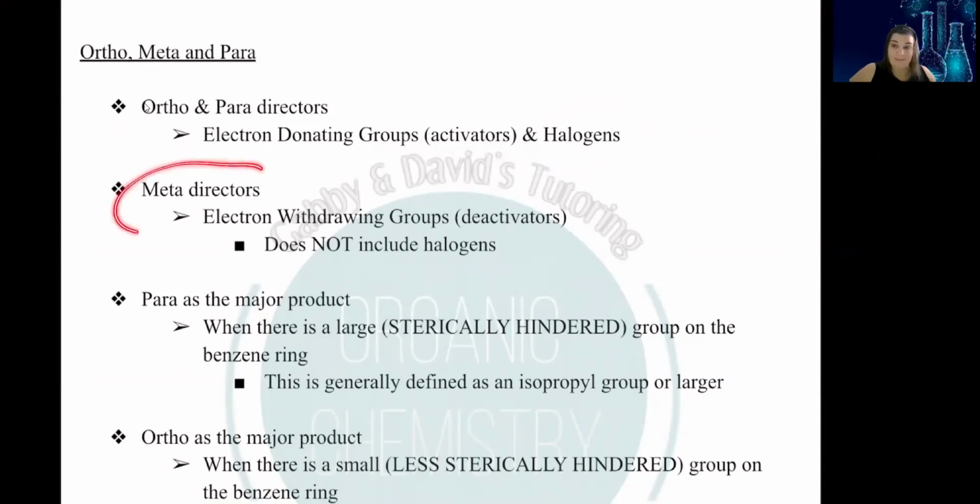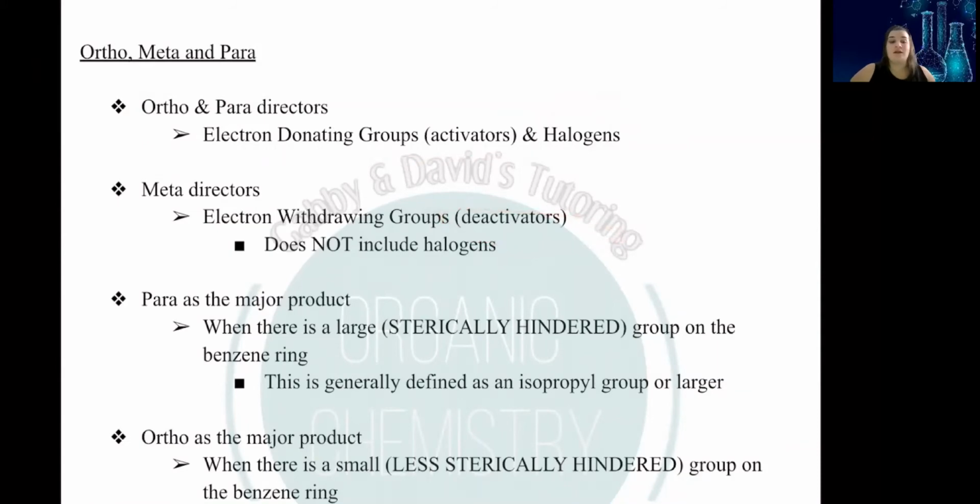When we're talking about meta directors, usually we say, oh, it's all withdrawing groups, but it's actually not. So halogens are withdrawing groups, but they direct ortho-para. Okay, so they're an exception to the rule. And I just wanted to make sure that we talked about that a little bit. So ortho-para directors, those are your activators and halogens. And then your meta directors, those are your deactivators, so not including halogens.